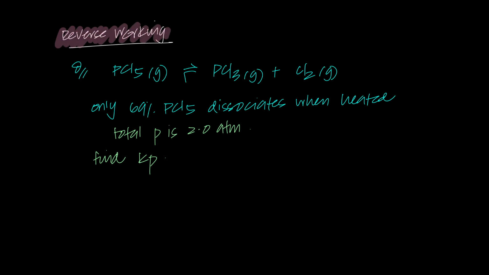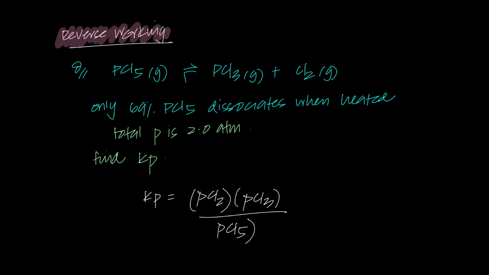Again, for Kp, first let's write the expression. Kp equals partial pressure of chlorine times partial pressure of PCl3 divided by partial pressure of PCl5, right?